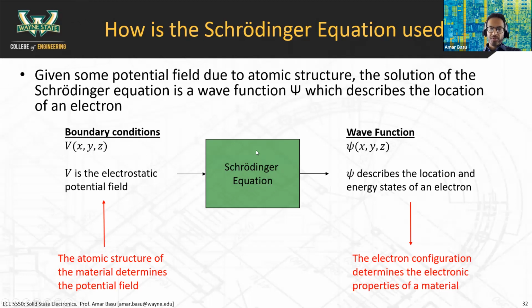In order to solve the Schrodinger equation, you must have boundary conditions. You can think about this as the input to the Schrodinger equation. Once you solve the Schrodinger equation for this set of boundary conditions, the output that you get is a wave function. A wave function is a three-dimensional equation that describes the location and energy states of an electron. And this ultimately gives us the electronic configuration, and it determines the electronic properties of a material.